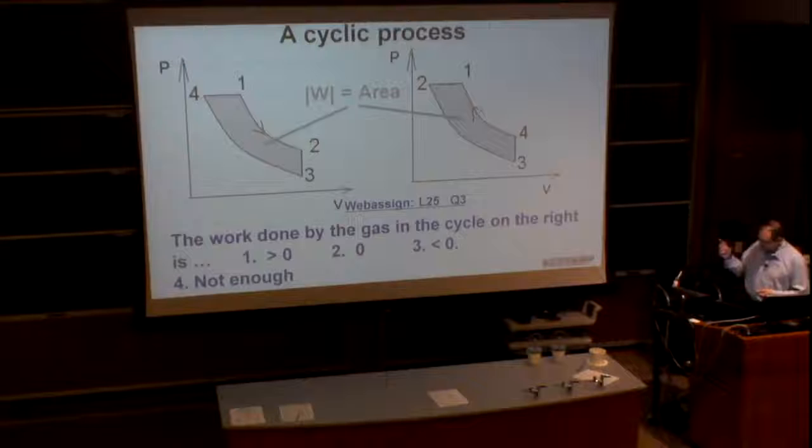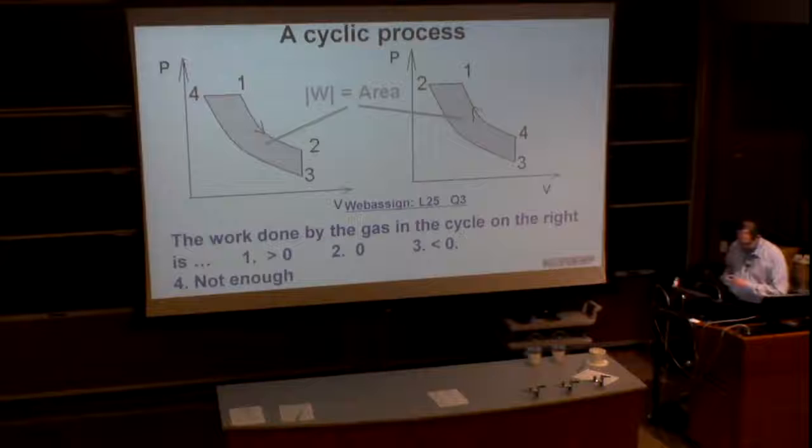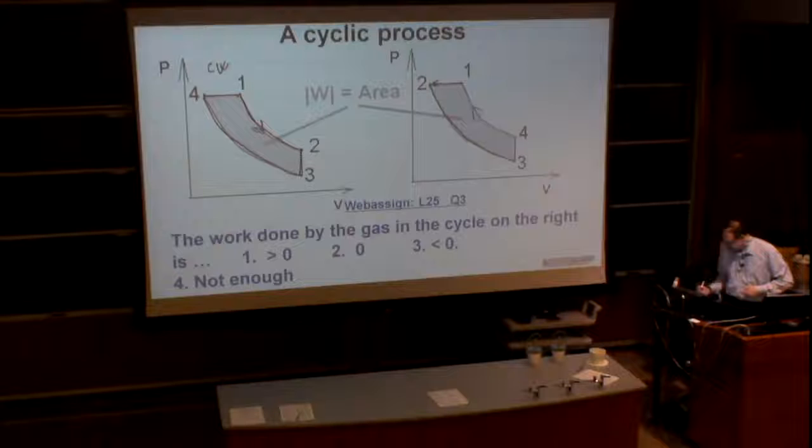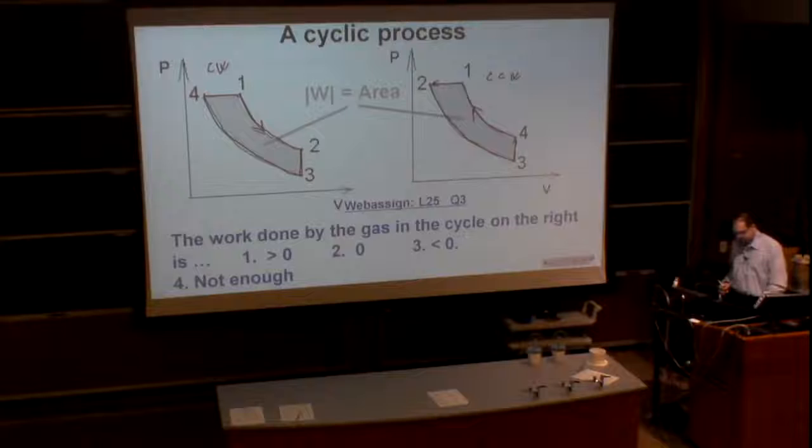And here we have two very similar cycles. The one on the left begins from state number one, then goes to state number two, three, four, and to state number one again. And this arrow represents the direction of the cycle, and that direction has a name, clockwise. So we call it a clockwise cycle. And on the right, we have the same set of states, but we go through those states in opposite direction, and we call it counterclockwise cycle. And let's see what you say about the work done.